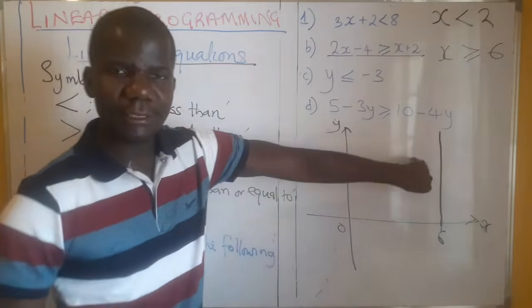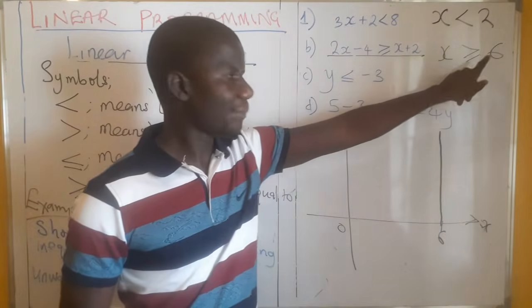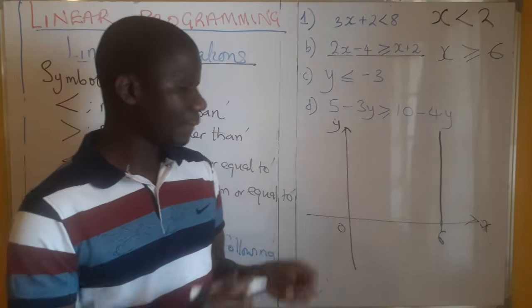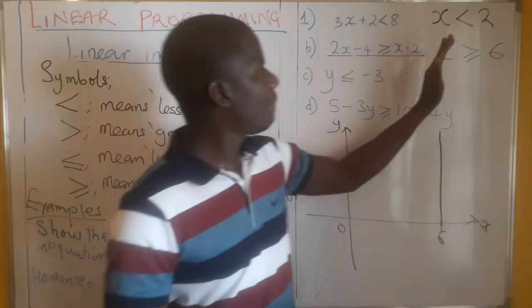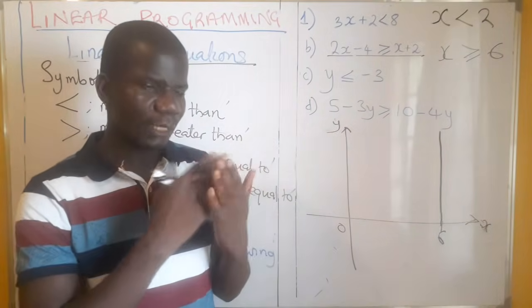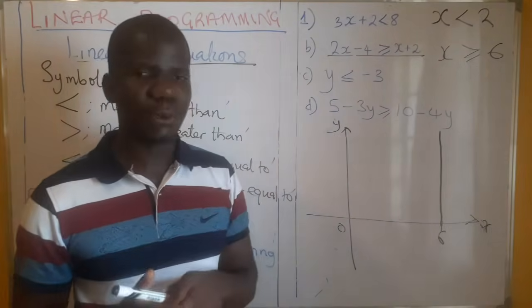Have you seen my line? It is solid. Greater than or equal to. 6 is part of the solutions. 6 is included. Now what are we looking at here? The part that is greater, that is the wanted region. So the unwanted region is that one which is less than 6. The part that is less than 6 is the unwanted region.